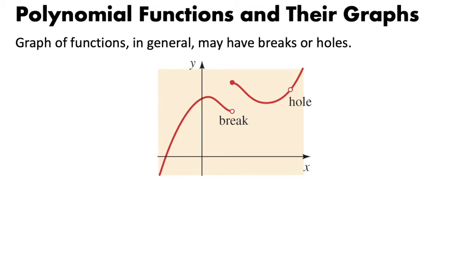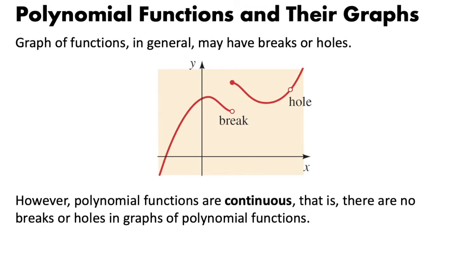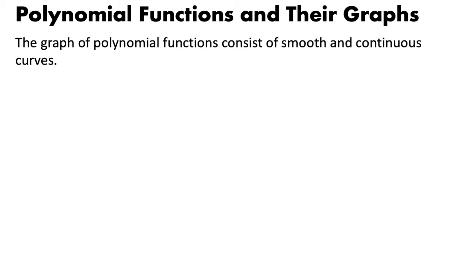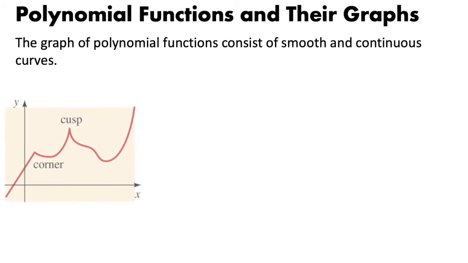Graphs of functions in general may have breaks or holes. However, polynomial functions are continuous functions. That is, there are no breaks or holes in a graph of a polynomial function. The graph of polynomial functions consists of a smooth and continuous curve.